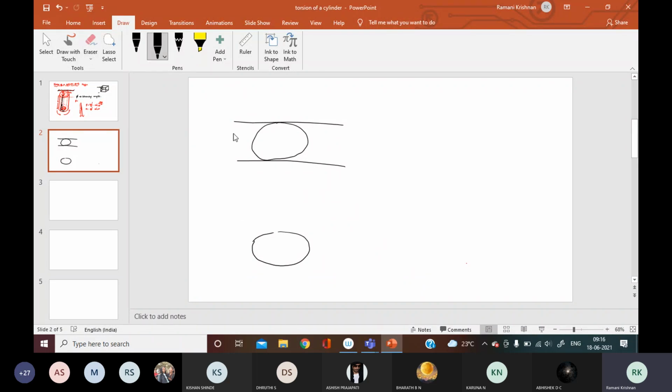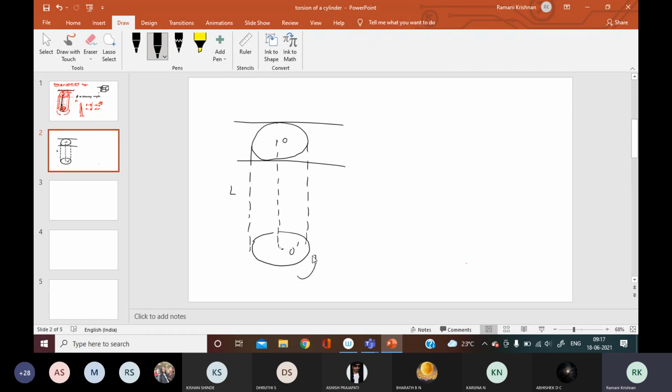Right. So this is a cylinder of length L, from here to here. We are going to rotate this cylinder about the axis OO dash. This is the axis of the cylinder about which we are going to rotate it.